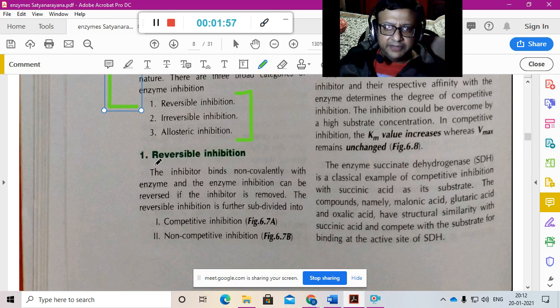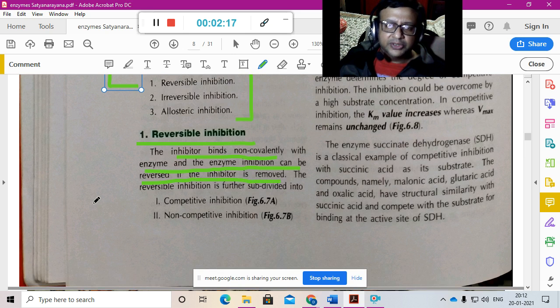Okay, now we have reversible. What is meant by reversible inhibition? In reversible inhibition, the inhibitor binds non-covalently with the enzyme, and the enzyme inhibition can be removed if the inhibitor is removed. So you add the inhibitor, there is an enzyme inhibition, but when you remove the inhibitor, the inhibition is removed. So it is reversible. It is of two types: competitive inhibition and non-competitive inhibition.